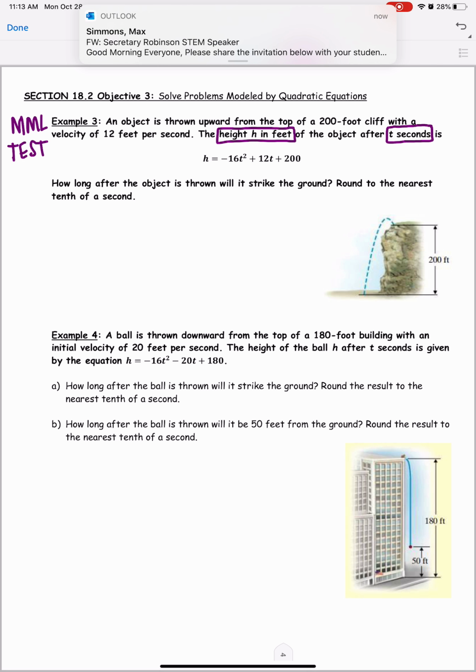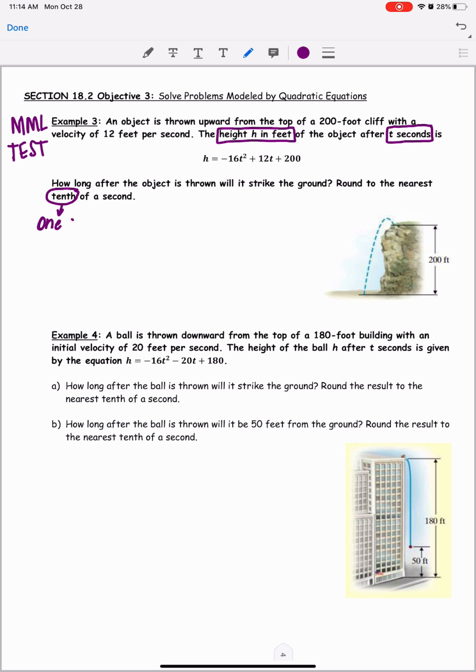So your question is, how long after the object is thrown will it strike the ground, round to the nearest tenth? Okay, well out of that, this is the easiest to explain. So let's start here. Tenth means 1 decimal. Okay, so round to 1 decimal place. Now, because I want to know how long after the object is thrown will it strike the ground, how long means I'm solving for t.